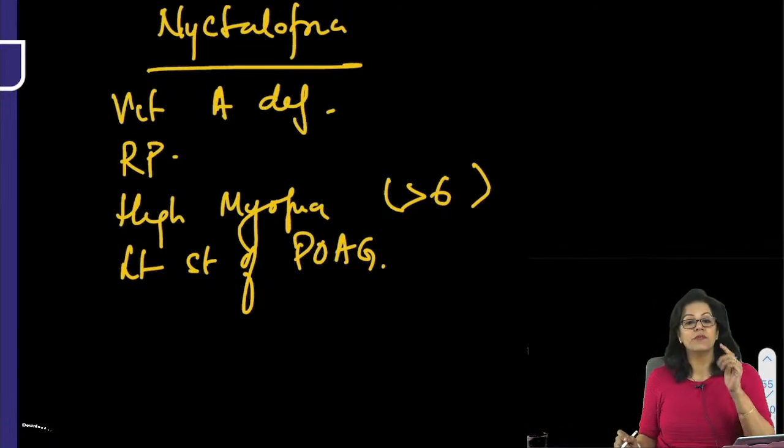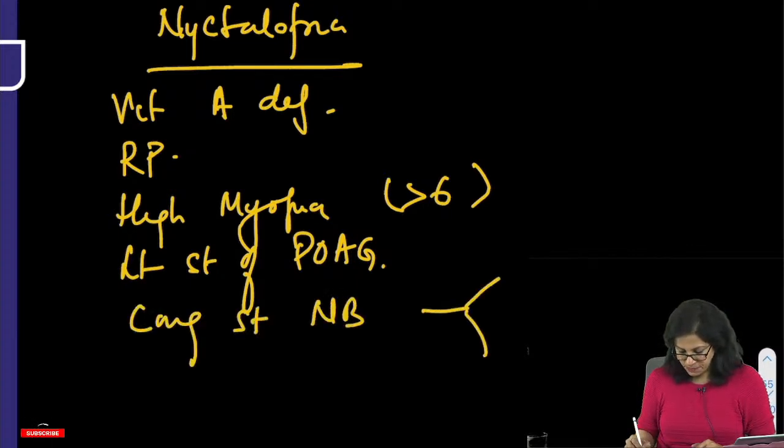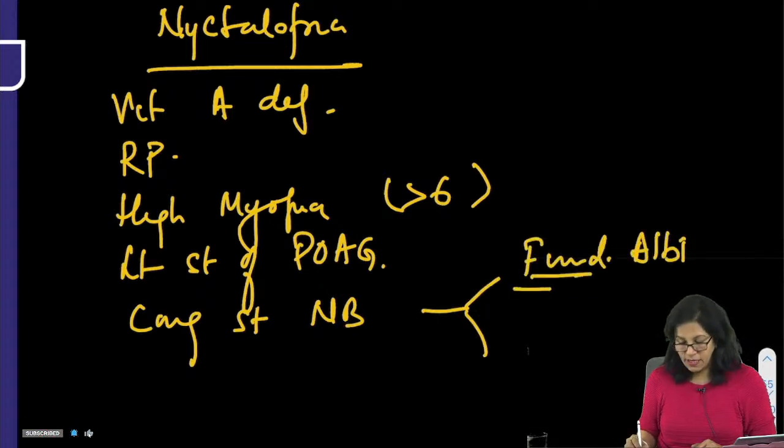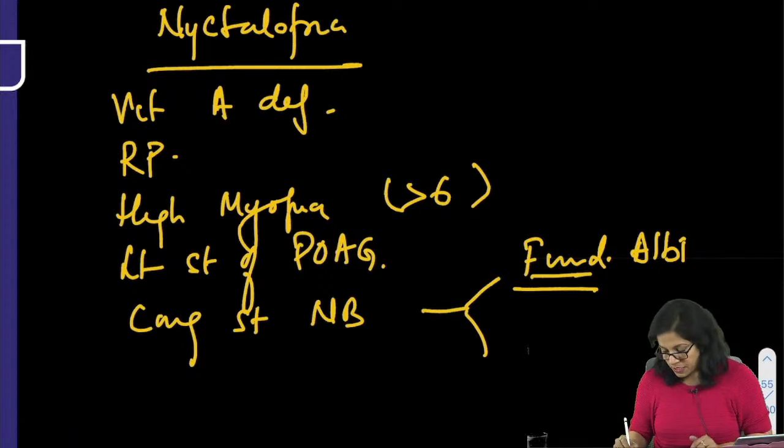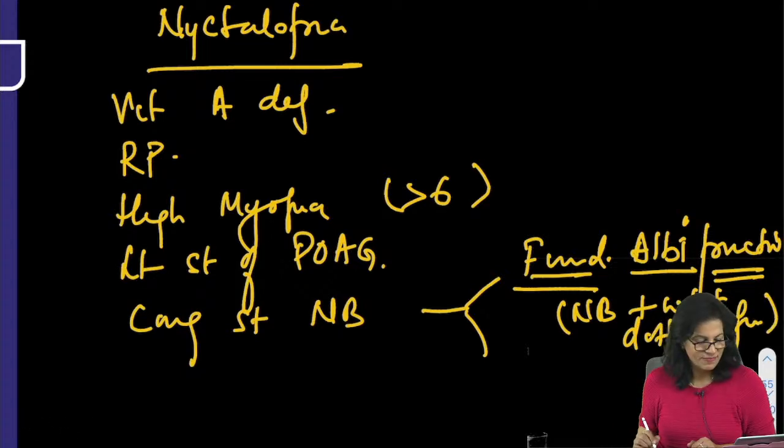And of course, if you talk about some fundus causes, we will talk about congenital stationary night blindness, which I just mentioned, in which fundus albi punctatus will come. Fundus means mainly you are looking at the retina picture. Albi is white, punctatus means dots, white dots. So it is actually night blindness with white dotted fundus. Okay, so this is night blindness with white dotted fundus.